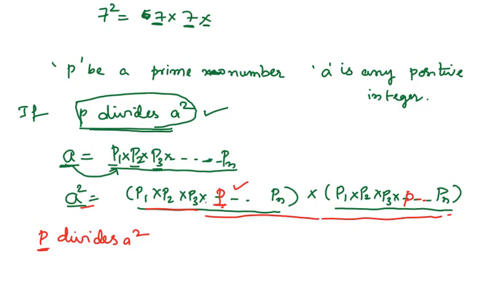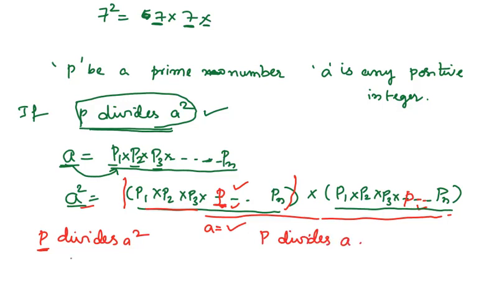p1 will be repeating twice, p2 also will be repeating twice. Similarly, if p divides a square, then p will be present in the first factorization and also in the second factorization. So here, p1 to pn is what we have taken as a. Do we have p as a factor in the prime factorization of a? Yes, we have p as a factor in the prime factorization of a. Therefore, we can conclude that p divides a.